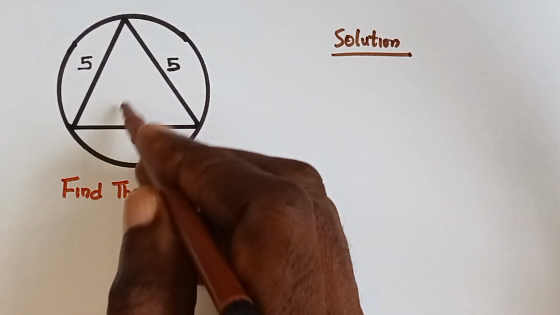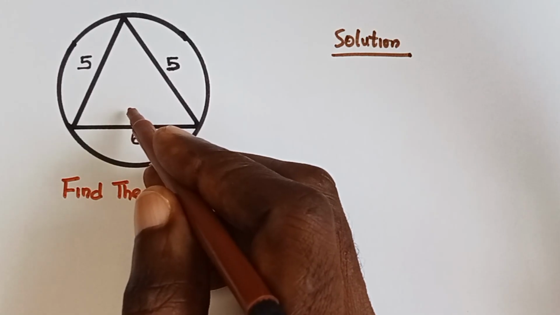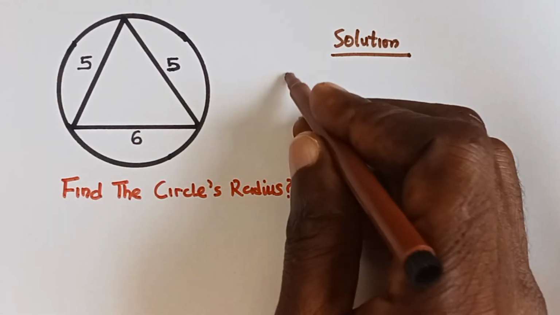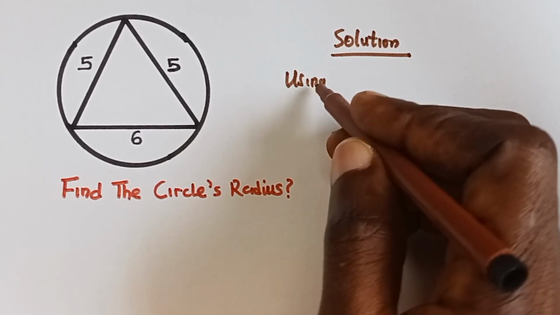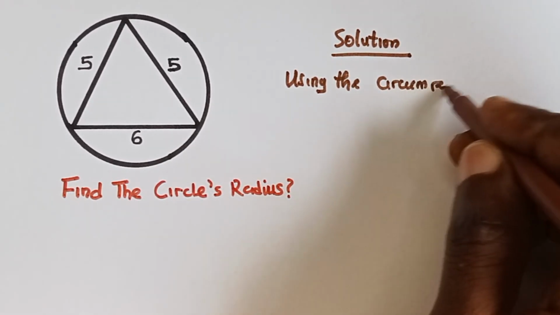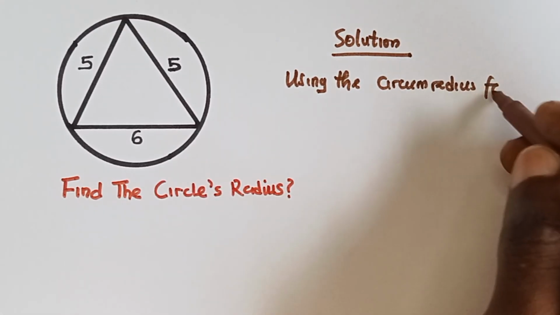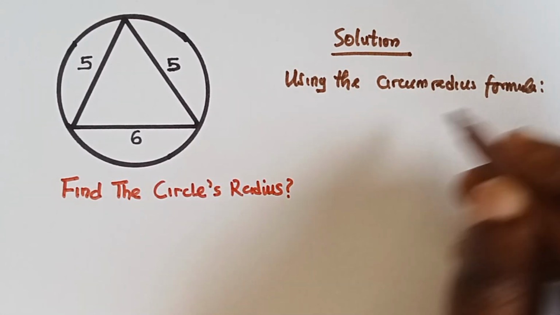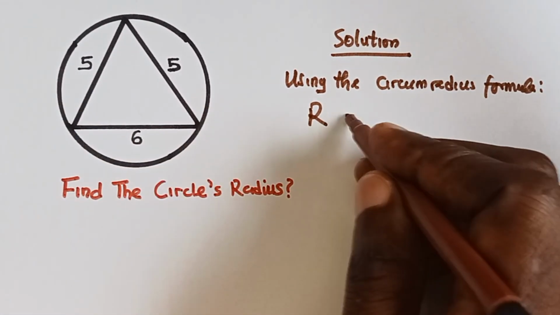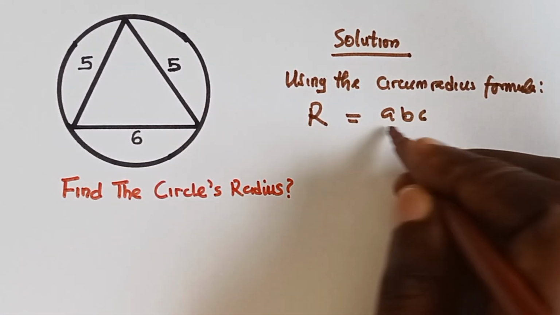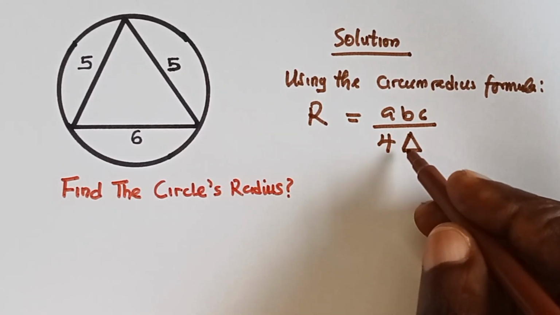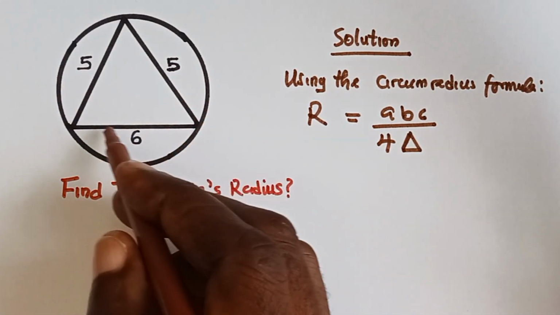So to find the radius of this circle, we are going to use a formula that we call the circumradius formula. Okay, so what's the formula? The formula says that the radius of this circle is equal to ABC over 4 times the area of the triangle. Alright, so the ABC are the sides of the triangle.